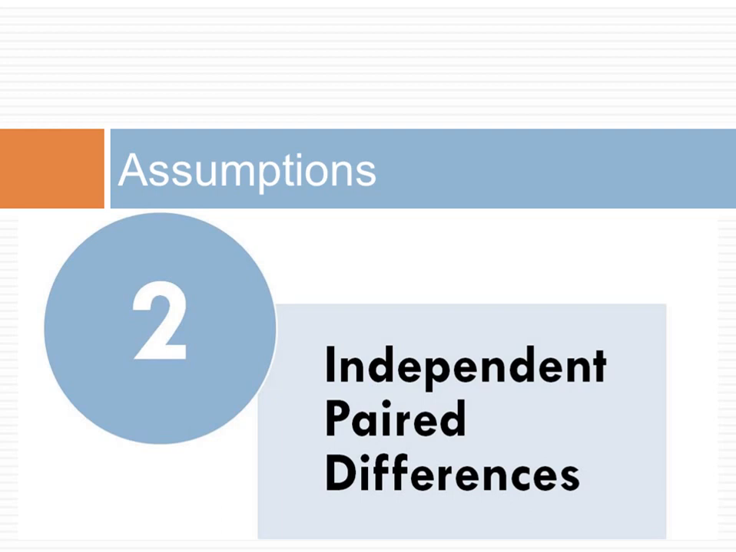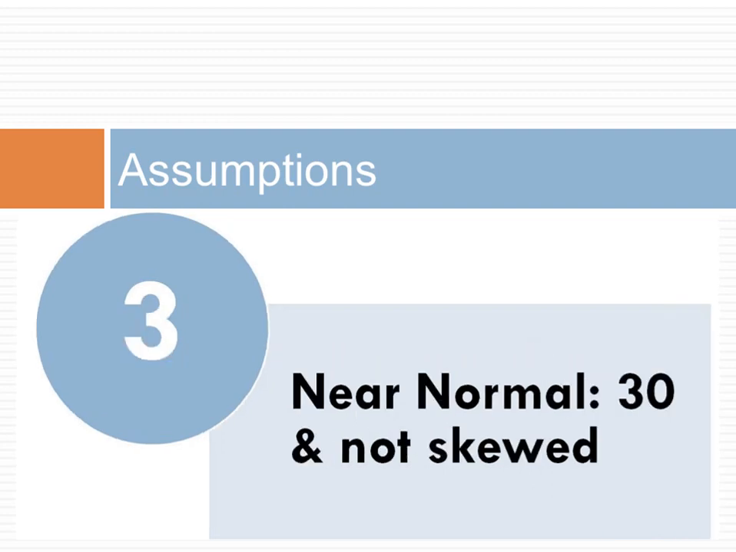The second assumption is that the differences of pairs of observations are independent. The third assumption is that the average of the differences has a near normal distribution. This assumption is verified when we have more than 30 cases in the sample and when the distribution is not very skewed. If we have less than 30 cases, we still may be able to do a paired t-test using the t-distribution instead of the normal distribution.